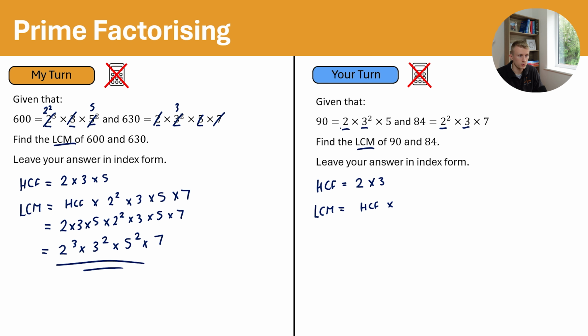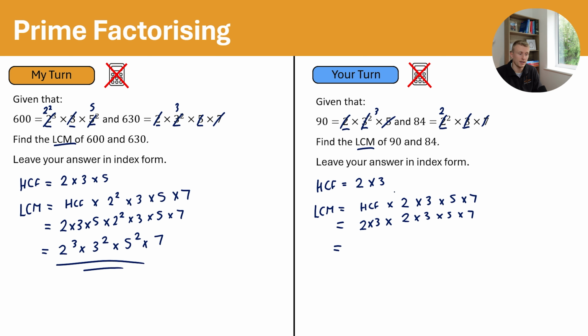When it comes to our 2's, we'd already used up one of them, so there's 1 left over. When it came to our 3's, we'd already used up one of them, so there was 1 left over in the 90. And then we've got a 5 and a 7 left over as well that we didn't use in our highest common factor. We know our highest common factor is 2 multiplied by 3, so I'll just rewrite that and then multiply by all of these numbers.